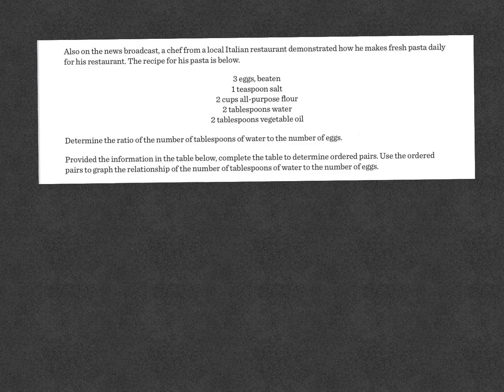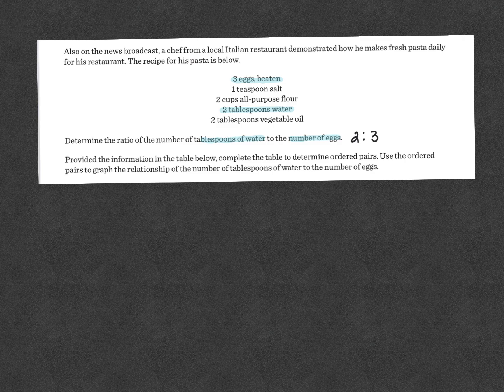Okay, so this is saying we're looking for tablespoons of water to the number of eggs. So our water is right here and our eggs are right here. So I'm going to write it right here. Our ratio, tablespoons of water would be 2 and number of eggs would be 3. So our ratio is 2 to 3. For every 2 tablespoons of water, we will have 3 eggs beaten. Okay, that's the ratio for that piece of the problem.